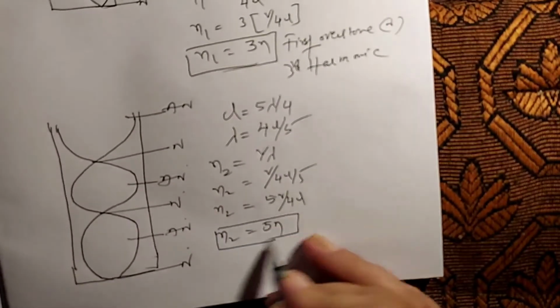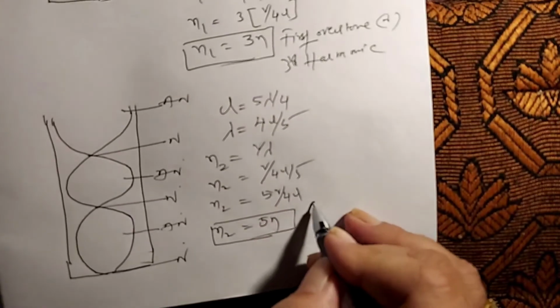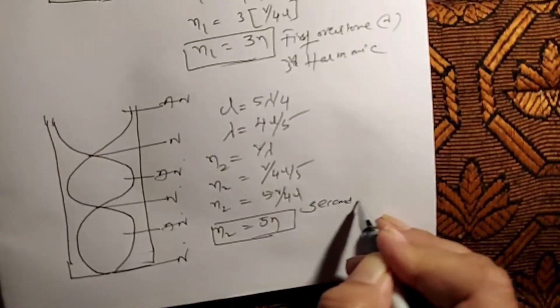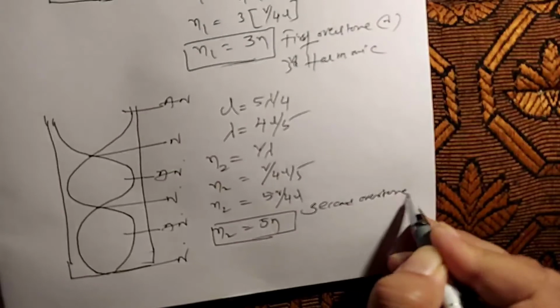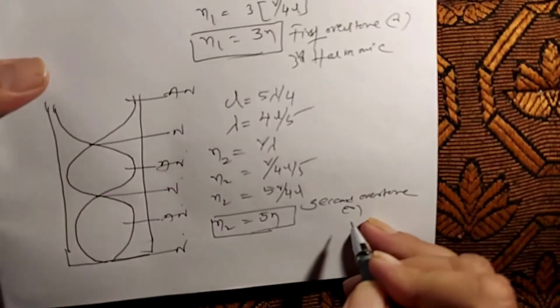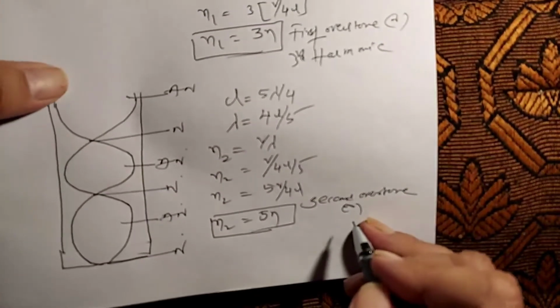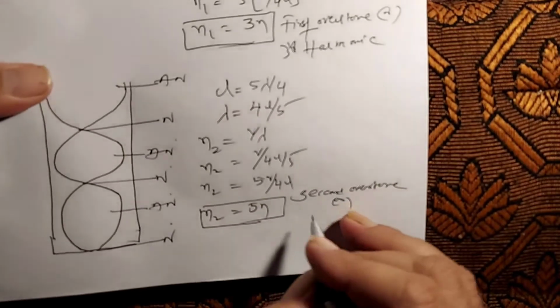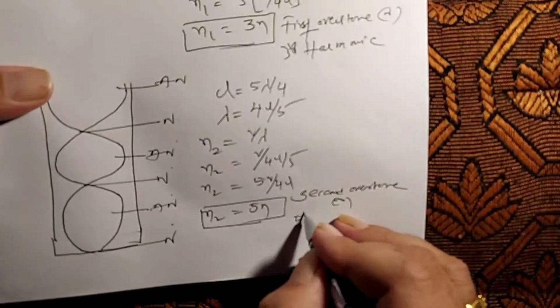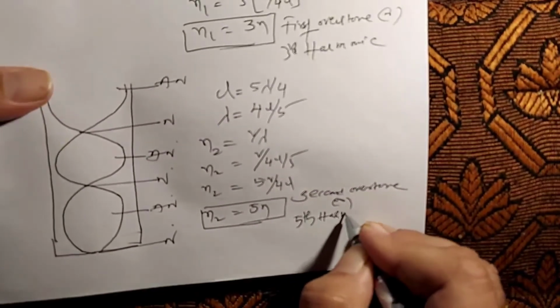This frequency is called the second overtone. Second overtone means the second highest frequency after the fundamental frequency. Or it is the fifth harmonic.